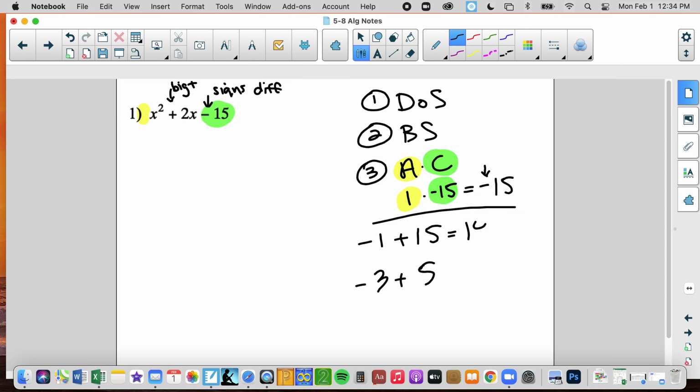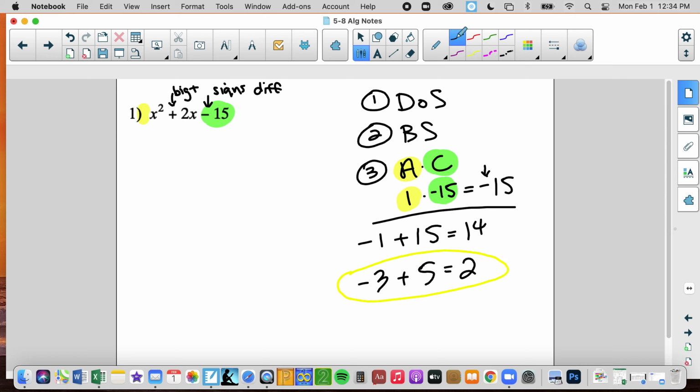And we notice that my answer ends up being positive, because I see that the sum of those two is going to produce a positive 2. So 5 has to be positive. So which one's equal to my middle? That's negative 3 and positive 5.